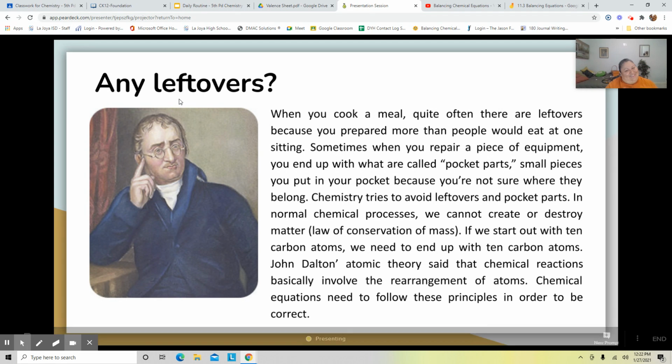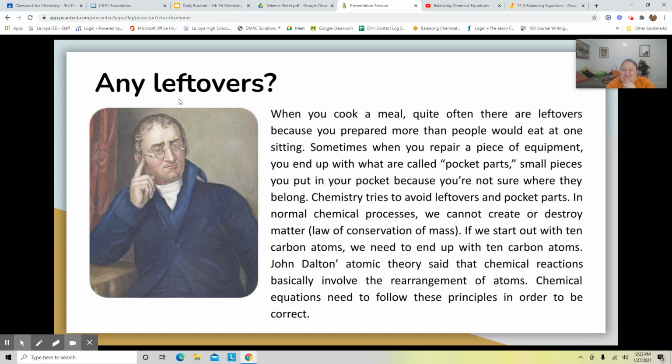When you cook, often there are leftovers because you prepare more than people would eat at one sitting. Sometimes when you repair a piece of equipment, you end up with what are called pocket parts, small pieces you put in your pocket because you're not sure where they belong. Chemistry tries to avoid leftovers and pocket parts. In normal chemical processes, we cannot create or destroy matter.